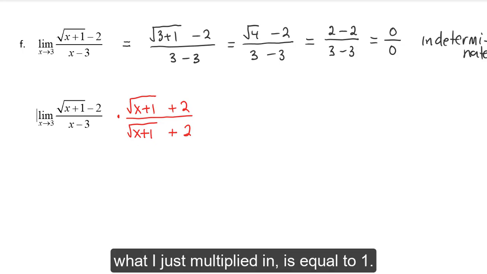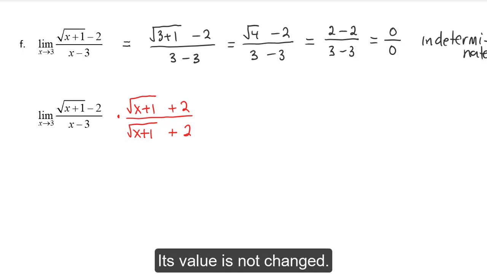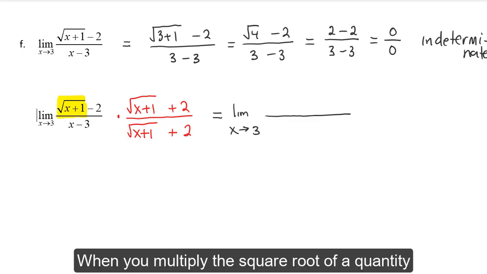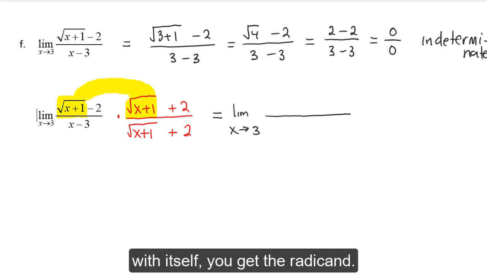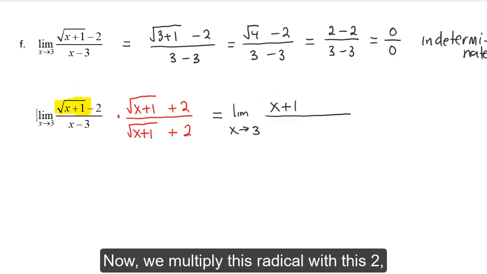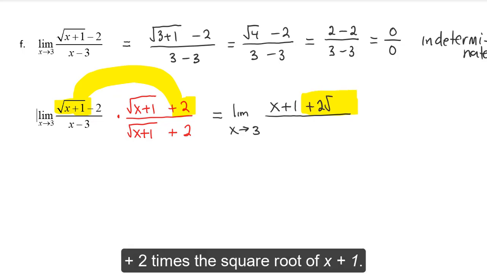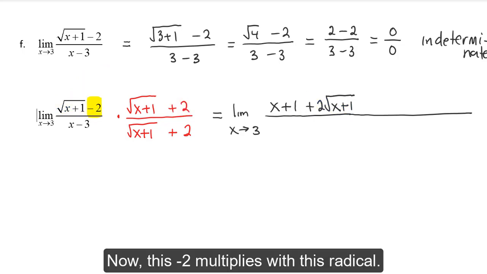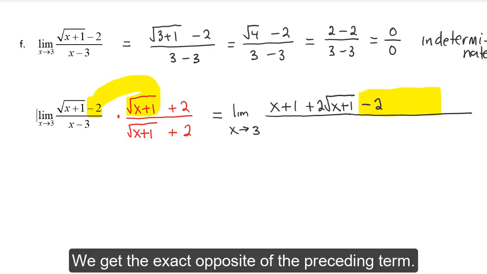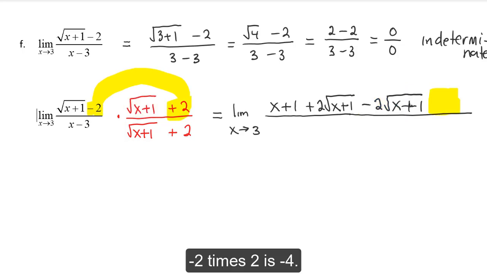What you see in red here, what I just multiplied in, is equal to 1. So I've just multiplied this expression by 1. Its value is not changed. When you multiply the square root of a quantity with itself, you get the radicand. Here we get x plus 1. Now we multiply this radical with this 2, and we get plus 2 times the square root of x plus 1. Now this negative 2 multiplies with this radical. We get the exact opposite of the preceding term. And completing the FOILing, the multiplication, negative 2 times positive 2 is negative 4.